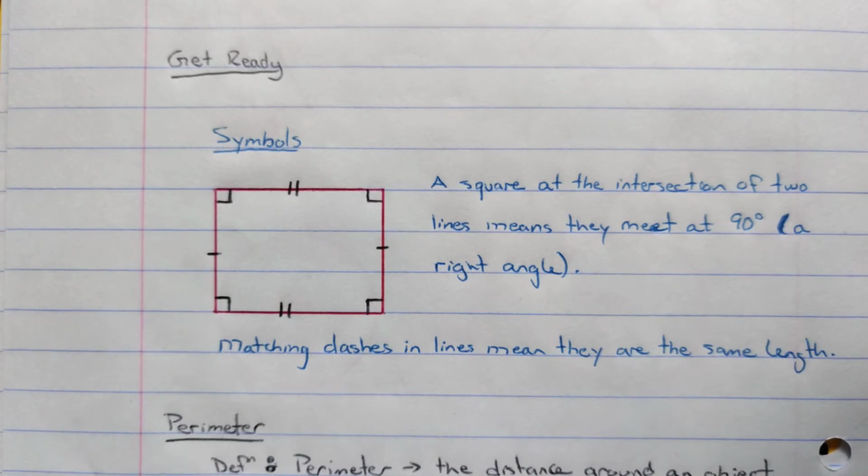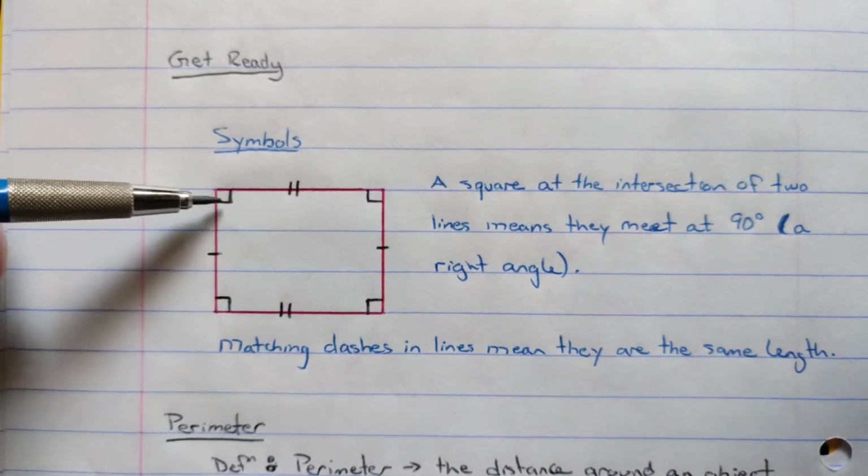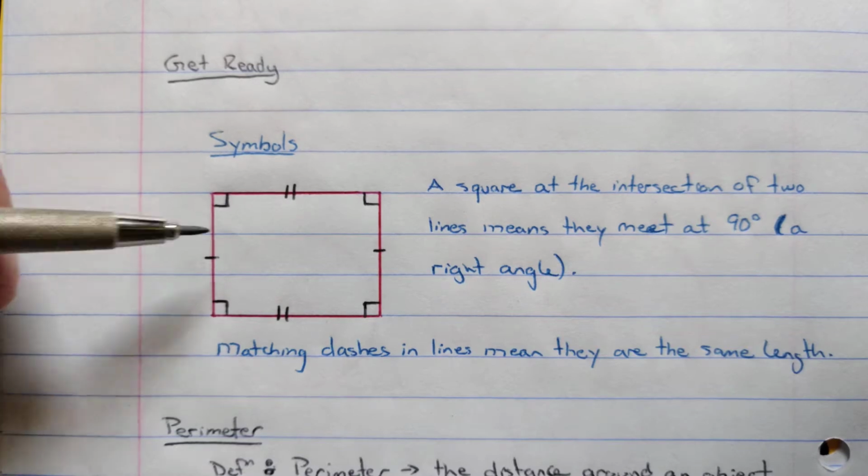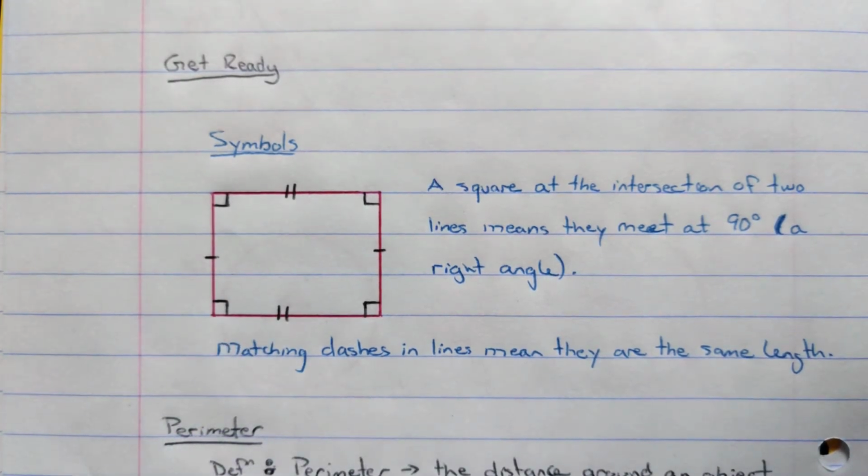So here I have a rectangle set up. When you have a square set up at the intersection of two lines, that just means that the two lines meet at a right or 90-degree angle. So all these angles are right angles.